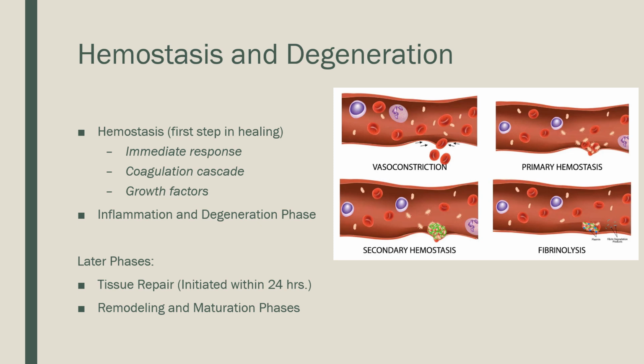Hemostasis is the first step of healing. It occurs right after tissue injury to stop bleeding. First, there is a coagulative cascade. Blood fills the injury gap. Platelets clump together to form a loose clot.